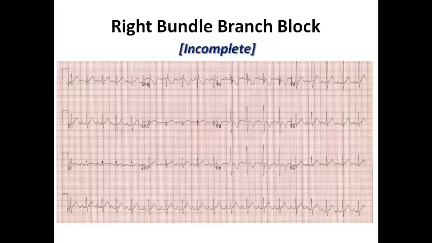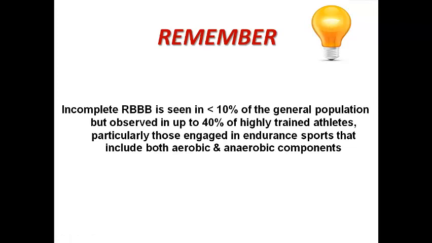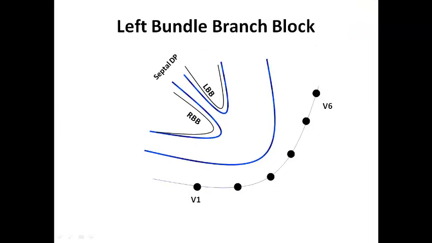And so we remind ourselves again, bundle branch block is a matter of complex morphology rather than complex duration. So remember, incomplete right bundle branch block can be seen in less than 10% of the general population, but in athletes you could find it in up to 40% because of endurance sports, and this doesn't represent any abnormality, just reassure them if they are completely asymptomatic and their echocardiography is normal. So we have finished our talk about right bundle branch block.